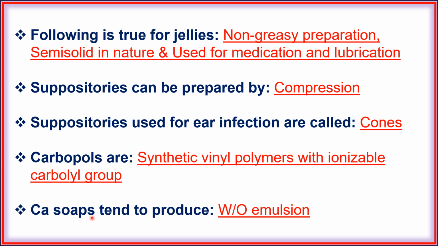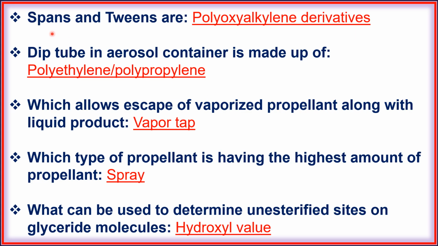Next, calcium soaps tend to produce water in oil emulsion. Next, Spans and Tweens are polyoxyalkyl derivatives. Next, the dip tube in an aerosol container is made up of polyethylene and polypropylene. Next, which allows escape of vaporized propellant along with liquid product? That is vapor tap. Next, which type of aerosol has the highest amount of propellant? That is spray.